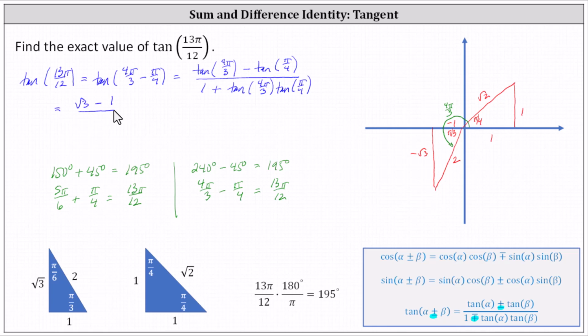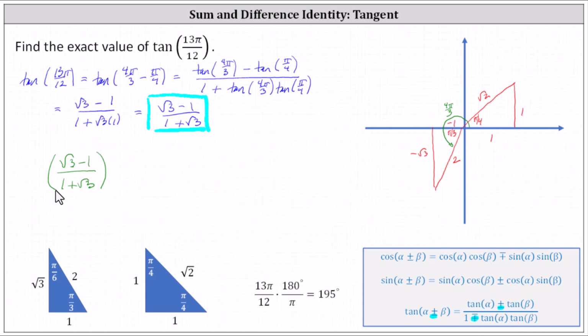In the denominator, we have 1 plus the product of tangent 4 pi divided by 3 and tangent pi divided by 4, which is square root 3 times 1. Simplifying, the exact value of tangent 13 pi divided by 12 is the difference of square root 3 and 1 divided by the sum of 1 and square root 3. Normally this will be fine for the exact value of tangent of 13 pi divided by 12. But just in case you're required to rationalize the denominator, I'll also show that work.